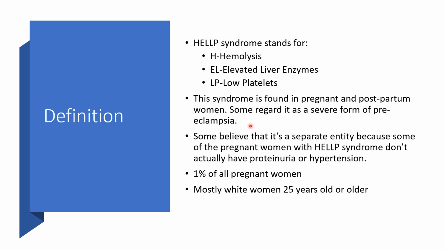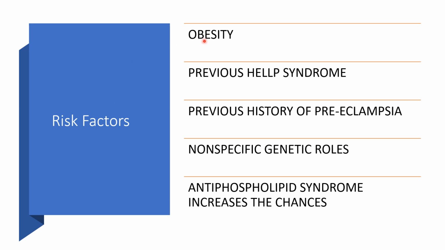That hypertension could damage a lot of things. Some believe that it's a separate entity because some of the pregnant women with HELLP syndrome don't actually have proteinuria or hypertension. 1% of all pregnant women will have HELLP syndrome. Mostly white women, 25 years or older, will have HELLP syndrome. Now, risk factors for HELLP syndrome will include obesity, previous HELLP syndrome, previous history of preeclampsia, non-specific genetic roles, and antiphospholipid syndrome will increase the chances.